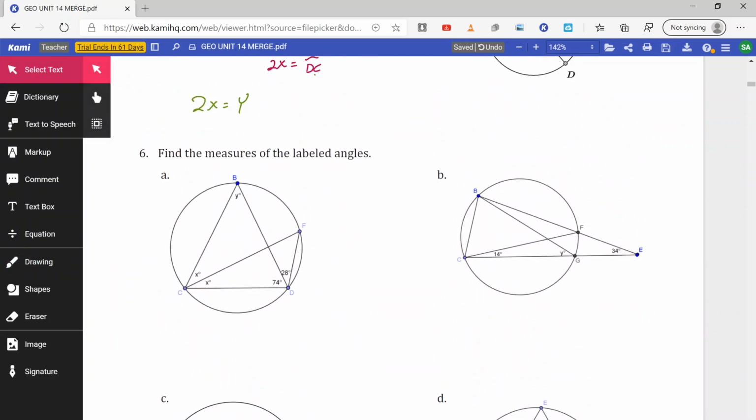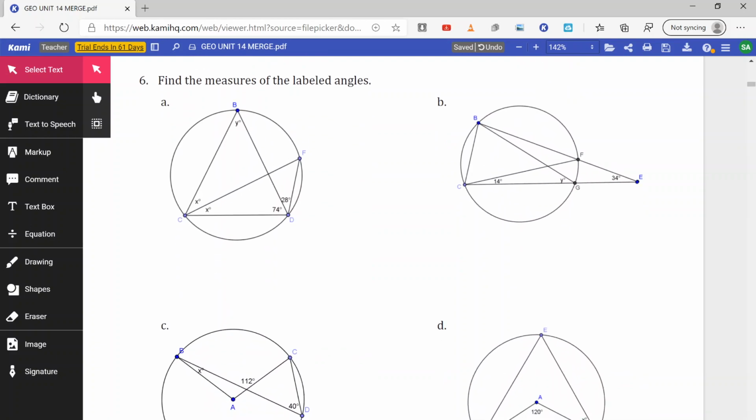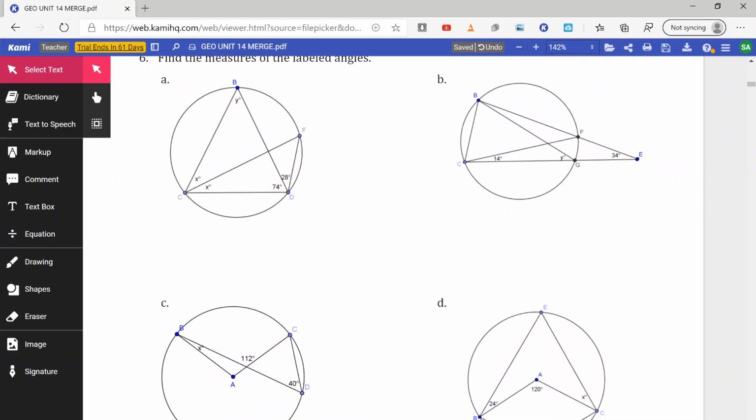Now for these last four, we get to find the measures of the labeled angles. So in our first problem, we have angles y, with measures of 28, 74, x, and x. First things first, we have to start writing down some stuff. So what do we know? Well, we know that here we have x, y, x, 74, 28. We can use these different theorems in order to figure out these different pieces.